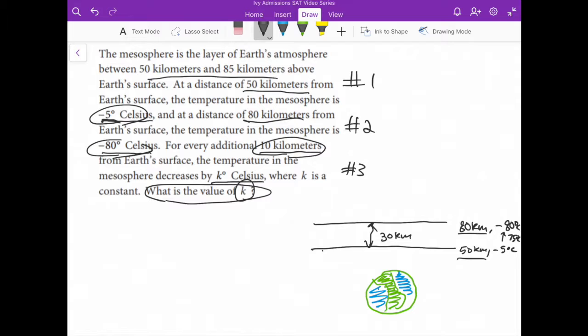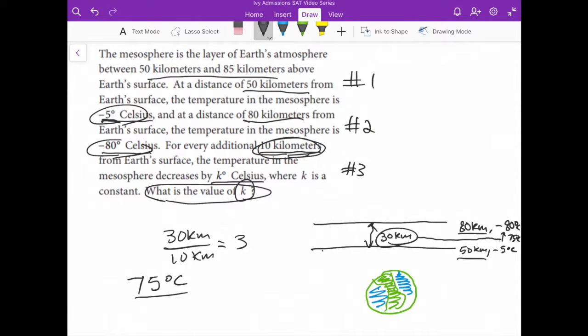So what can we do here? What is the relationship between this 30 kilometer difference and this 10 kilometer rate that we are looking for? So we know that this 30 kilometers is basically 3 times this change of 10 kilometers. And we know that across these 30 kilometers, the change that is experienced by the temperature is a change of 75 degrees Celsius. So to find the change of temperature for 10 kilometers, we divide the 75 degrees Celsius by 3, and we end up getting 25 degrees Celsius as the constant value k that we were looking for.